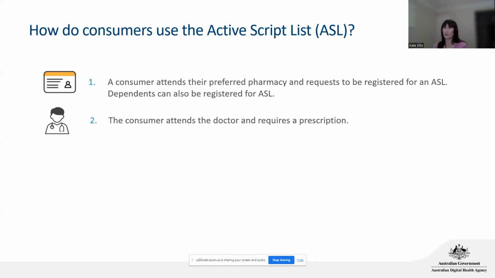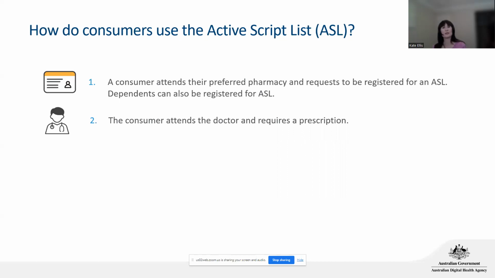Basically, the pharmacist will ask you a few identifying questions. They might need you to show your Medicare card or your ID. Once they've verified you are who you say you are, they can sign you up for the Active Script List. And it does require you to reply on a text message or on an email to say, yes, I give my permission. And so that's all in writing, and that agreement is in place.